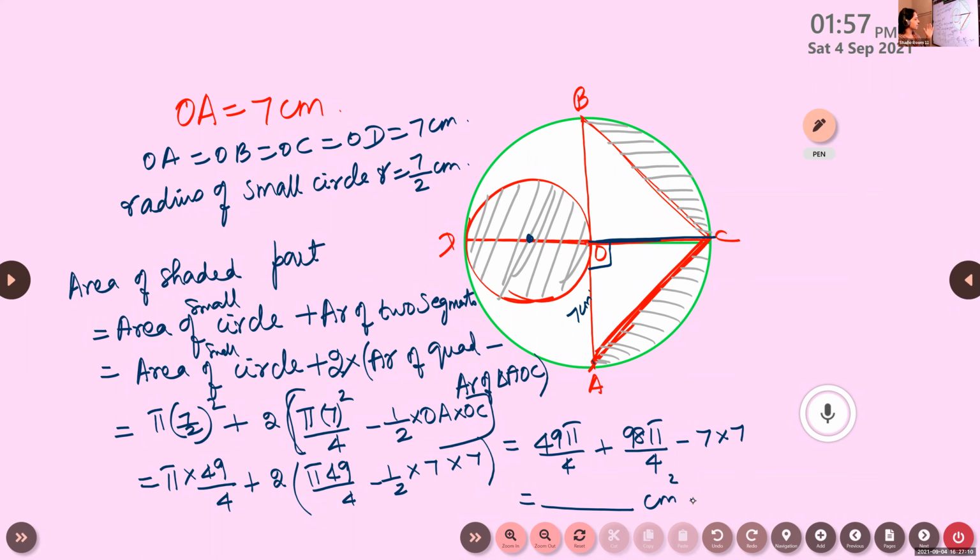Instead of that, listen, is there any other idea to find this part? These 2 parts. Semicircle minus triangle. Very good, that is the easy way. Semicircle minus area of triangle. If you take this triangle, this is the base, 14 centimeter will be the base, and height will be 7 centimeter. Half into base into height. Like this also you can do.